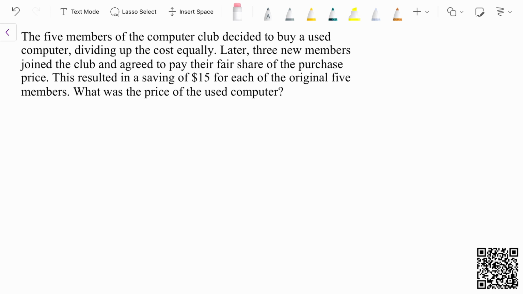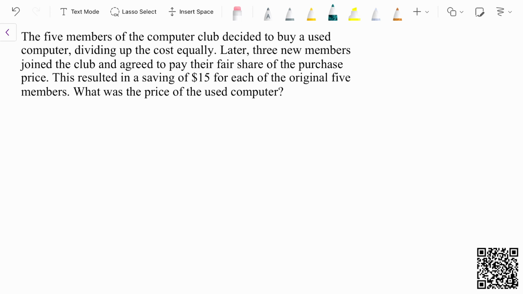So this problem, you can go the same way as I did in the one above, but you can also use a different strategy. The one I used for this was if you had 3 new members and it saved $15 for the original 5, that means that 5 times 15 would be how much the 3 new members paid. From there, you can divide by 3, and then you would find how much each of them paid. All 8 of them. So then you would multiply how much each person paid by 8 to find out the price of the used computer.